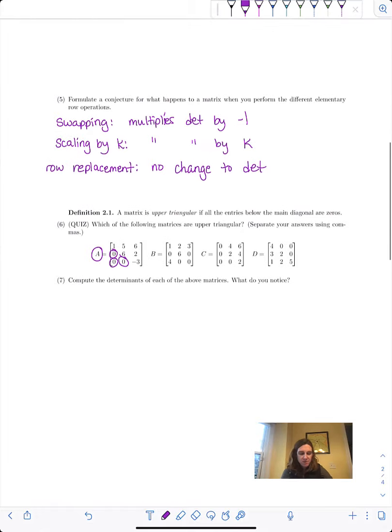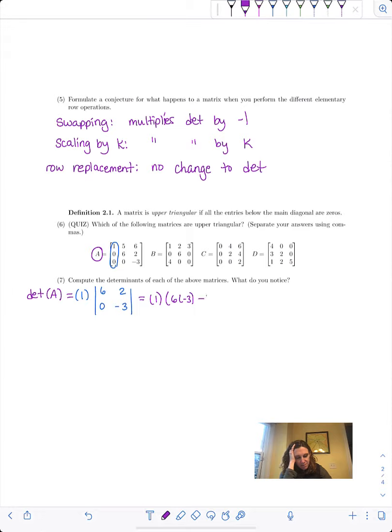Okay, now we're going to compute determinants of each of these matrices, and let's go ahead and use our expansion method, our cofactor method, at least for this first one. So the determinant of A, well, that 1 has a positive sign in front of it. And then sometimes we write the determinant with absolute value signs. And that further becomes 6 times negative 3 minus 2 times 0. And so really we get negative 18.